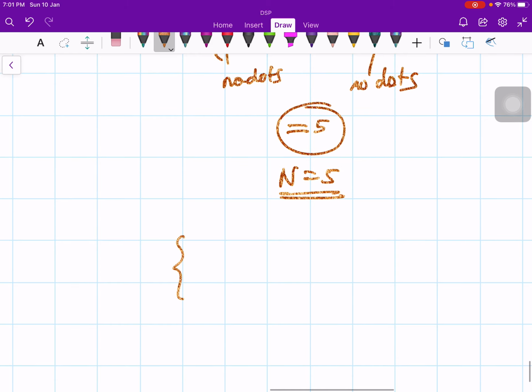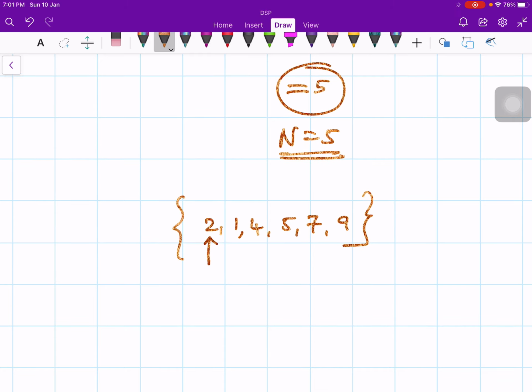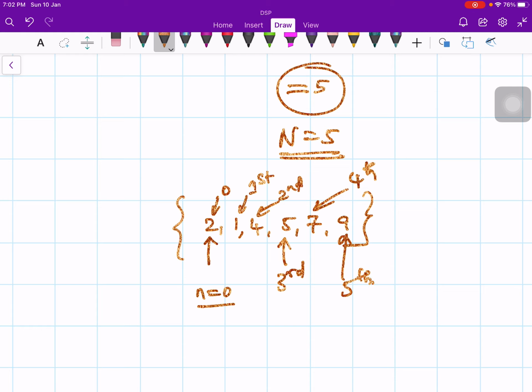Okay, let me put 2 1 4 5 7 9 like this. Now let me put the arrow mark like this. If I put the arrow mark like this, then the sequence starts at n equals 0. So this is the 0th sample, first sample, this one is the second sample, this is the third sample, this is the fourth sample, and this one is the fifth sample. Therefore n takes the value from 0 to 5, right?